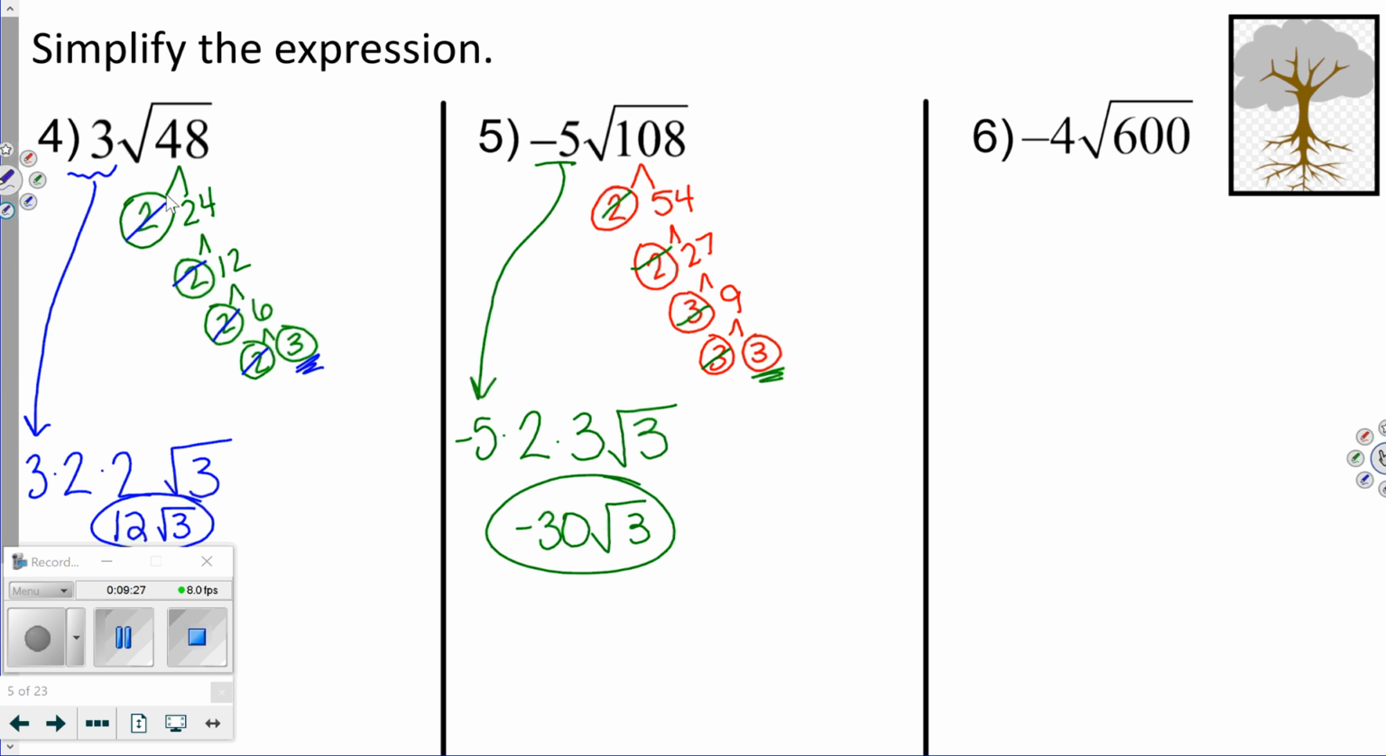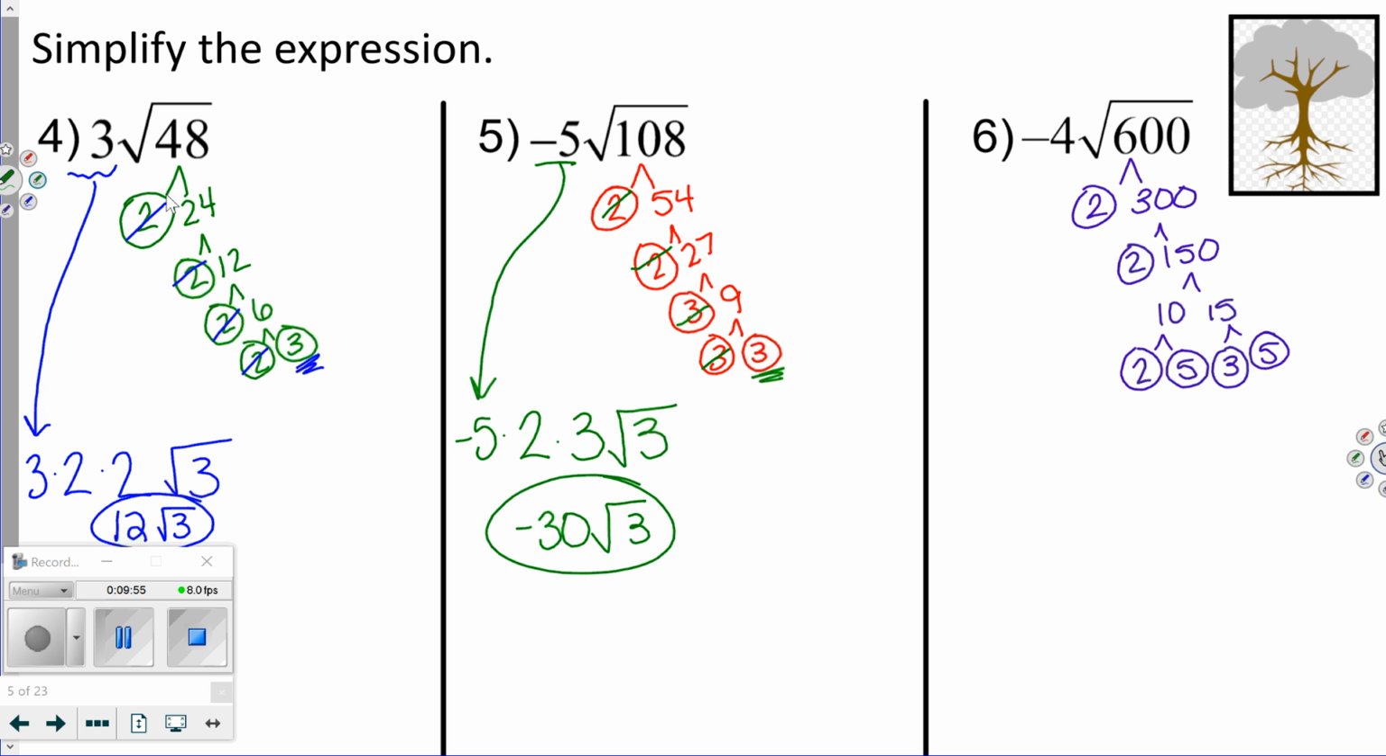All right, number 6. Again, I'm gonna do my factor tree. I'm gonna go 2 and 300, 2 and 150, 10 and 15. Again, if you went a different route than me, totally fine. 2 and 5, 3 and 5. Okay, so if you did it different than me, it's actually a great chance for you to see that we should end up with the same answer as long as your basic math was good.